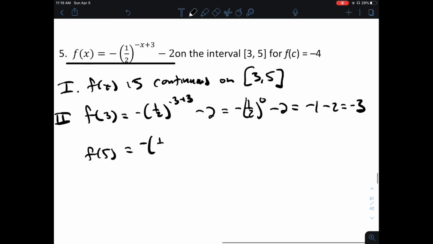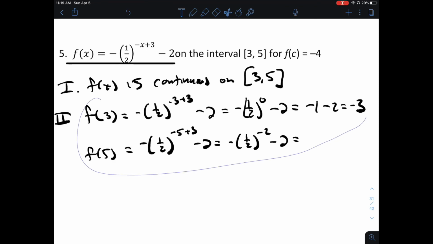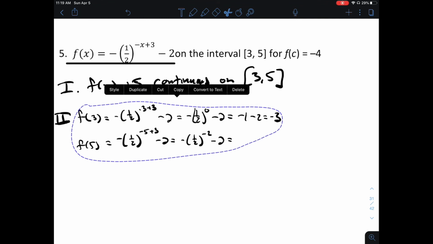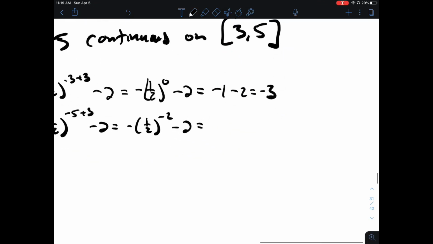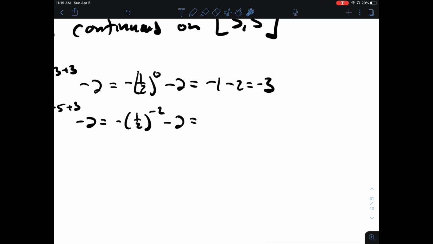Put a 5 in for this. We have a negative 1/2 to the negative 5 plus 3 minus 2. That is a negative 1/2 to the negative 2 minus 2. Going to have to write smaller here. If I want this to not be a negative exponent, I got to reciprocate this. So it's going to be negative 2 squared minus 2, which is negative 4 minus 2, which is negative 6.